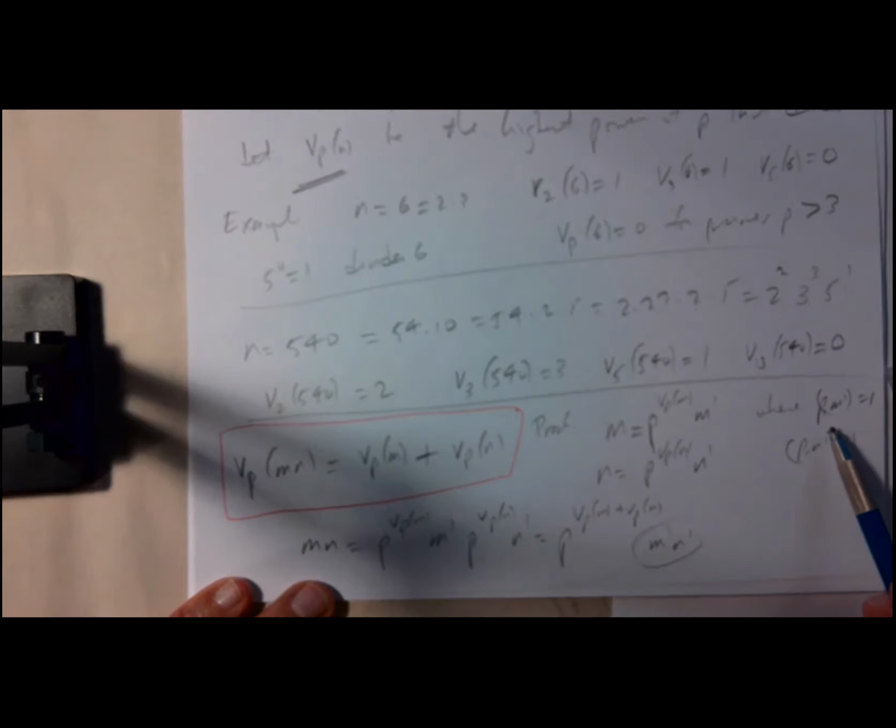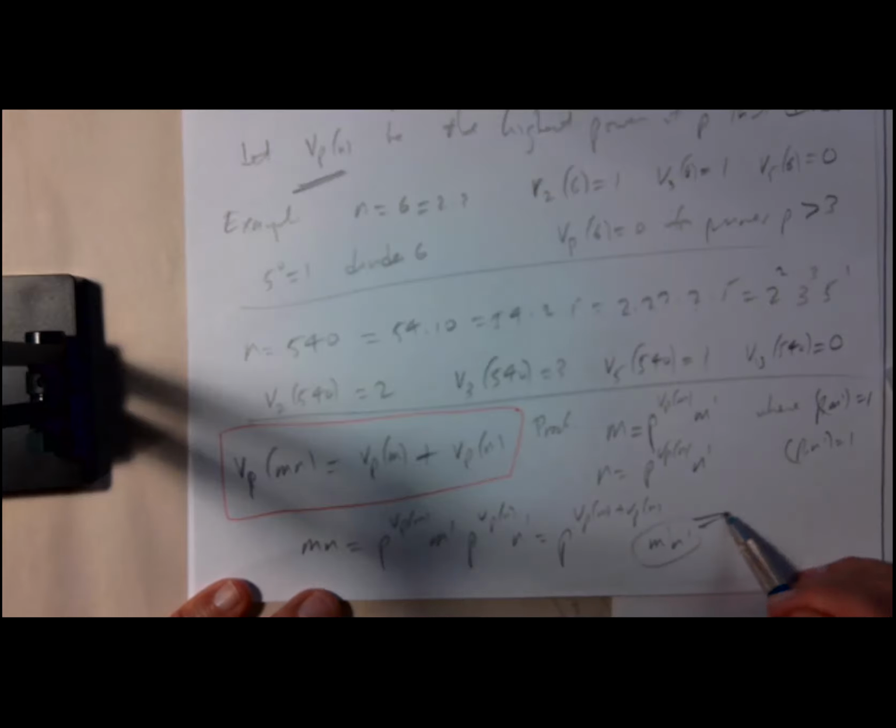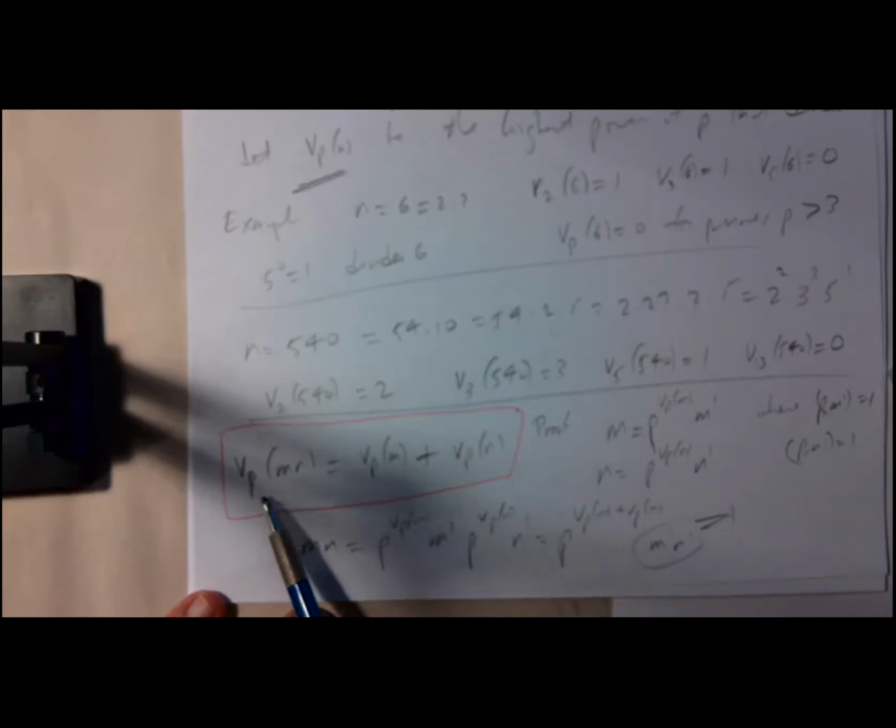And if p is relatively prime to m prime and p is relatively prime to n prime, then it's relatively prime to both. So the highest power of p that divides mn is the sum, vp of m plus vp of n. So if I wrote down everything I said, it takes more space, but that's exactly the correct idea for how to prove this statement.